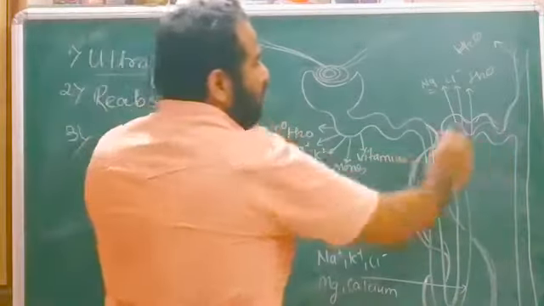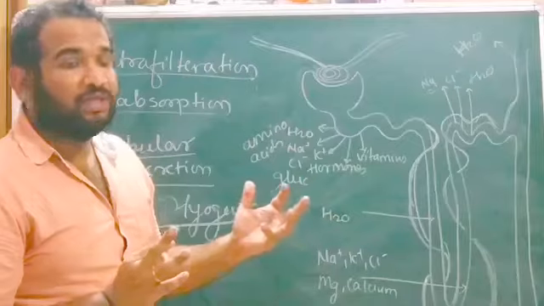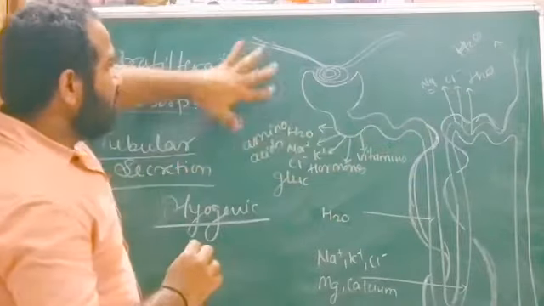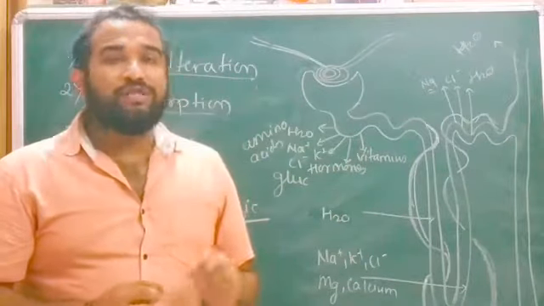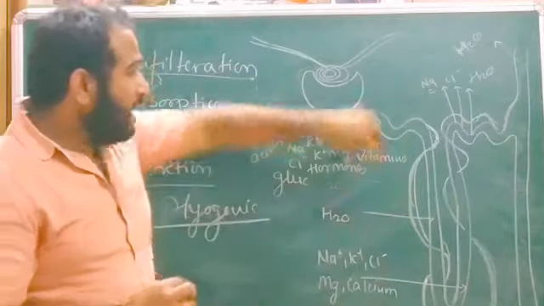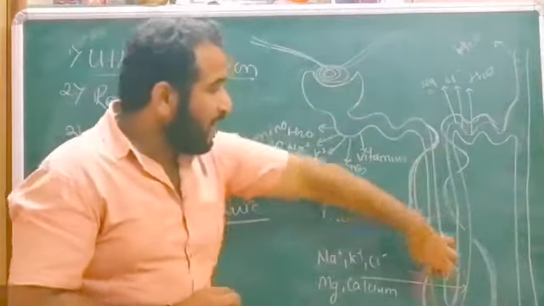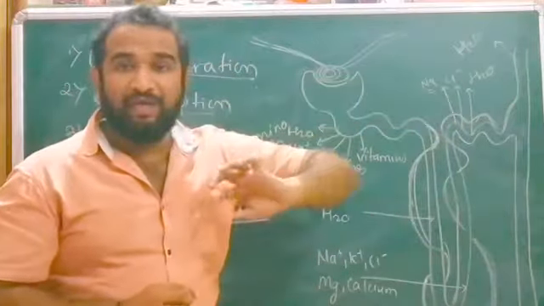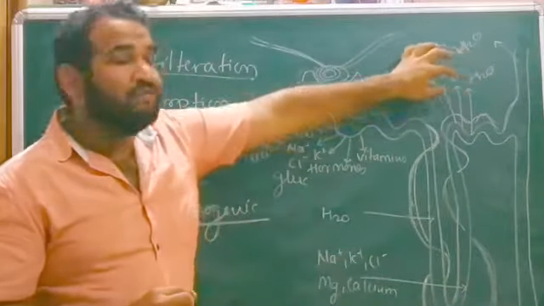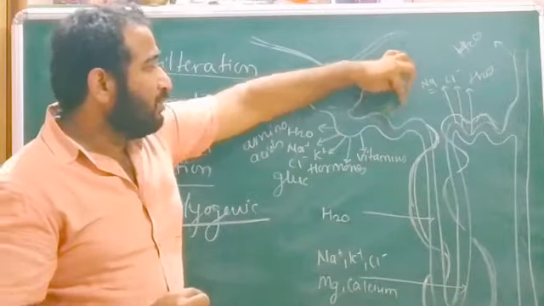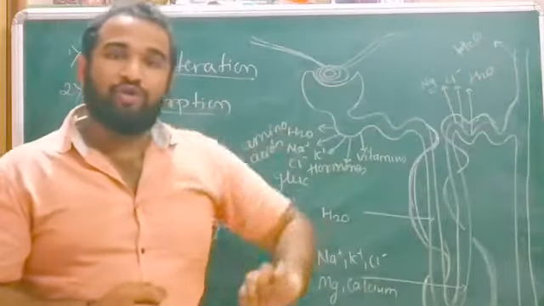Now this is a nephron. There are 10 lakhs of nephrons in a kidney. In between the nephrons there is some space, the medullary space. That medullary space is called the interstitial space. And these nephrons are surrounded by the blood capillaries, which are also called the vasa recta and peritubular capillaries, which are in contact with the proximal convoluted tubule and the distal convoluted tubule.